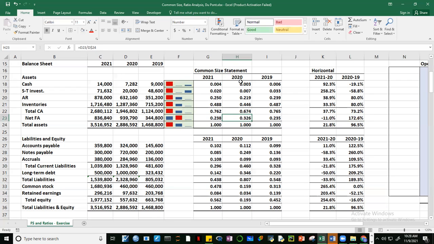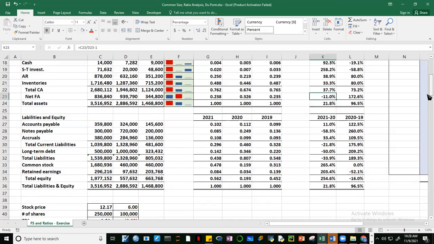What's different is that in 2020, there was a huge increase in the proportion of fixed assets. In fact, it increased by 172%, and it decreased by 11% in 2021.